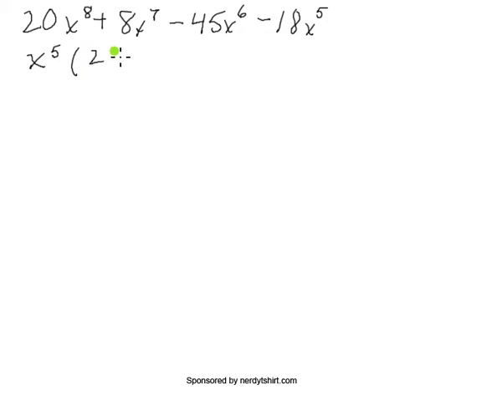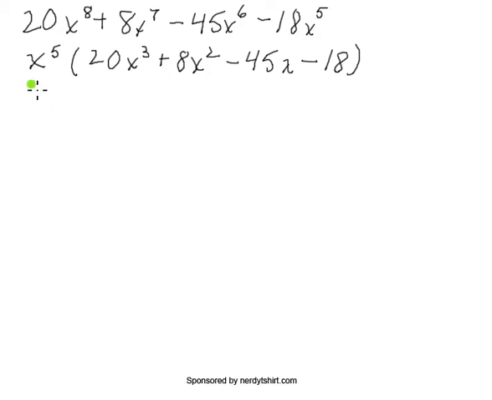That leaves behind then a 20x to the 3rd plus an 8x squared minus a 45x and minus an 18. Now, at this point, a lot of people stop and say, I'm done. I did factoring. That's all there is to it. There's nothing left. But in fact, that's not the case. Every time you finish a step in a factorization procedure, you want to look at the stuff you've generated and see if the leftover factors match any techniques that you still have and haven't used yet.